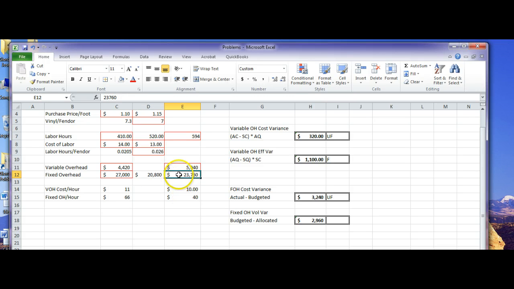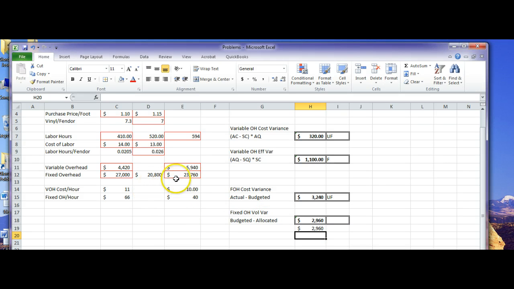Well, we figured here's our budget, and here's how much our fixed overhead costs based on our budgeted labor hours. So we take that and we multiply it by the actual number of labor hours, and we get 20,800. So once we get that number, which we've already gotten, we're going to take the budgeted minus the allocated, and that's going to get us 2960.